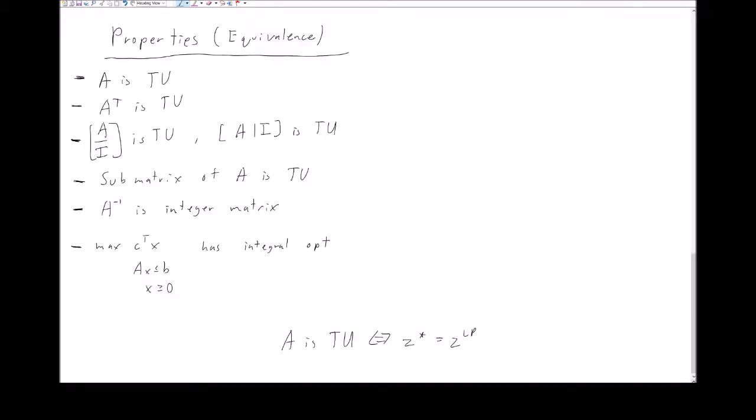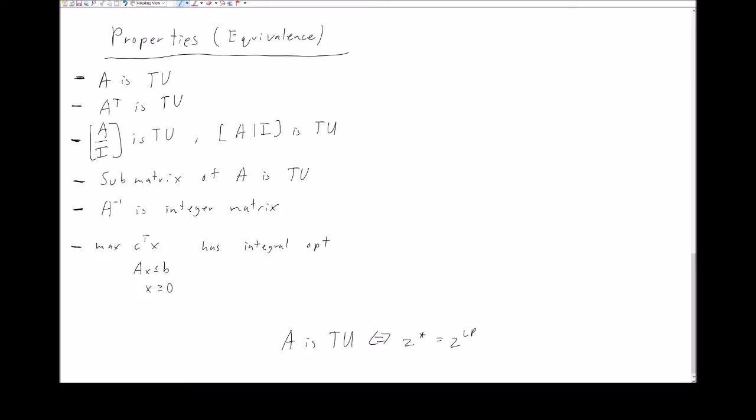Here we have properties of totally unimodular matrices that all turn out to be equivalent. And these properties can be thought of in two different ways. Some of these properties are going to help us show that particular matrices are totally unimodular. The other set of properties is going to let us exploit the power of totally unimodular matrices to show that problems are easy to solve.